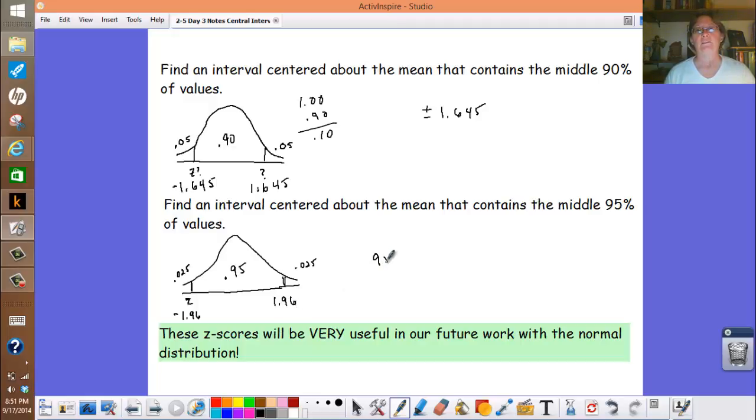So 95% of the data in any normal distribution will be between positive and -1.96 in z. Okay, that's pretty cool. And those scores, we'll use these a lot as we go through the year.